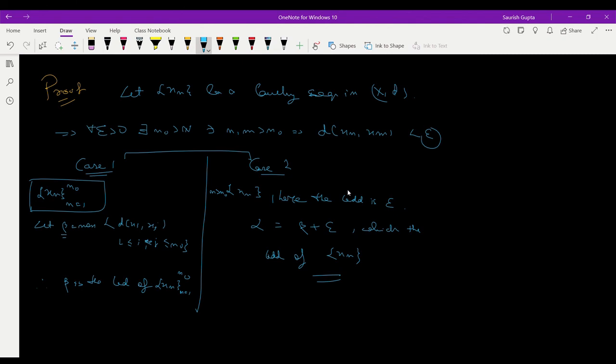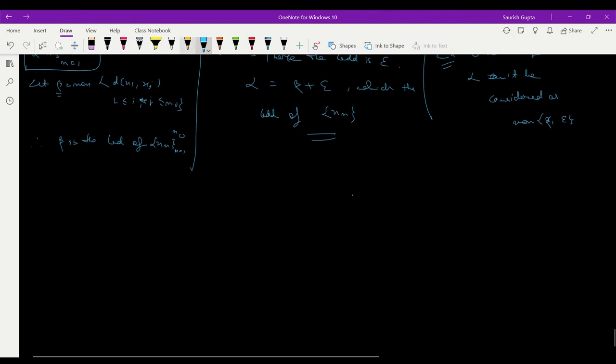I am giving this to you as an exercise: check why alpha can't be considered as the maximum of beta and epsilon. I will give the answer in the next lecture. First try it yourself. Is this clear?